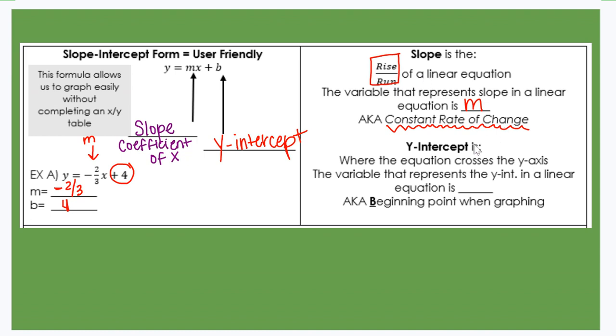All right, the y-intercept is where the equation crosses the y-axis. So this is the number where we put our point on the y-axis and where our line is going to cross the y-axis at. The variable that represents the y-intercept in a linear equation is the letter b. That's why it comes at the end. And this kind of helps you. It's the beginning point when we go to graph. So you always use your y-intercept as your starting point, your beginning point when we go to graph.